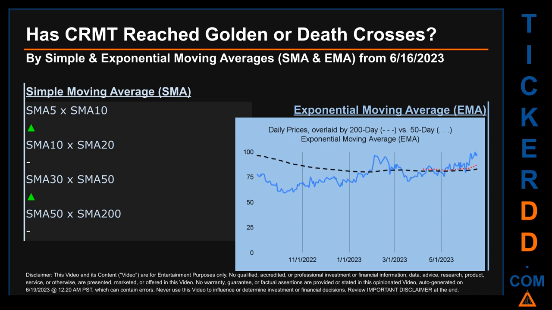Continuing with SMA, we looked across the 5 to 10, the 10 to 20, and the 30 to 50-day ranges to see if golden and death crosses had been reached. We found golden cross signal for the 5 to 10. The 30 to 50. We could not find neither golden cross nor death cross signal for the 10 to 20. The 50 to 200.